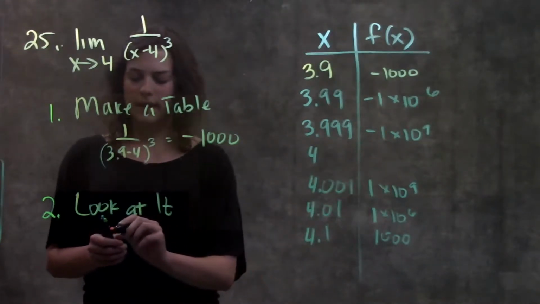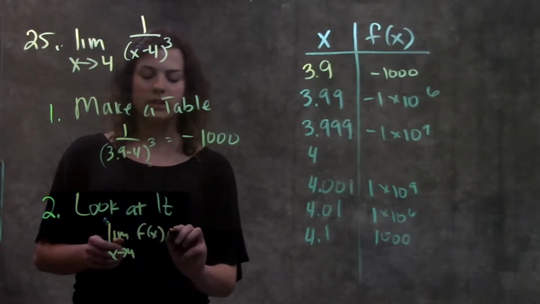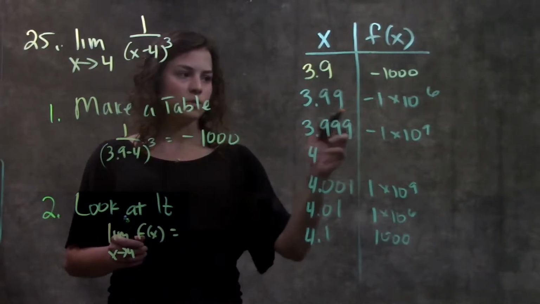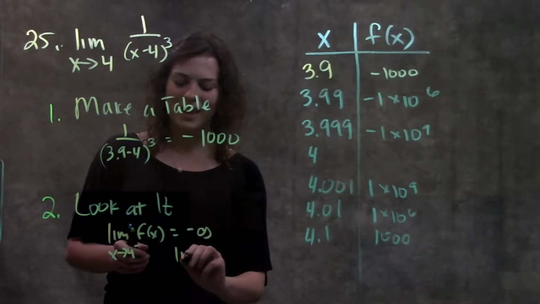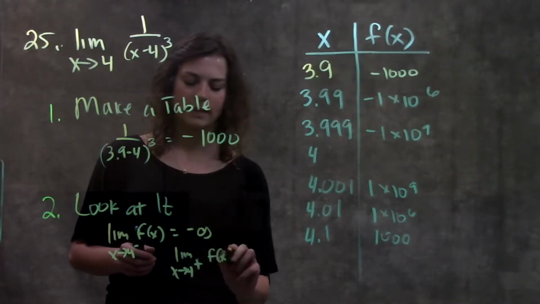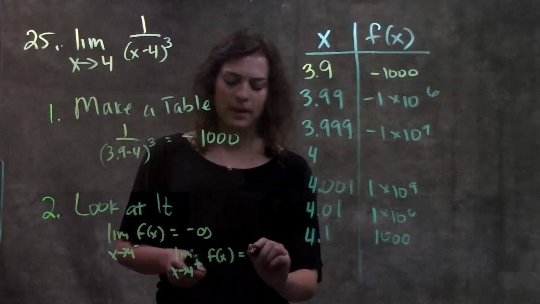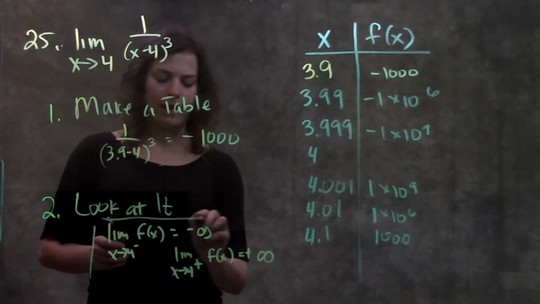So the way you write this is the limit as x approaches 4 from the left-hand side of this function here is equal to negative infinity. And the limit as x approaches 4 from the right-hand side of this same function, it's getting infinitely bigger, is equal to positive infinity. And that would be your final answer.